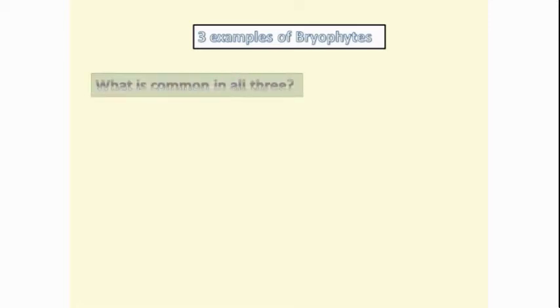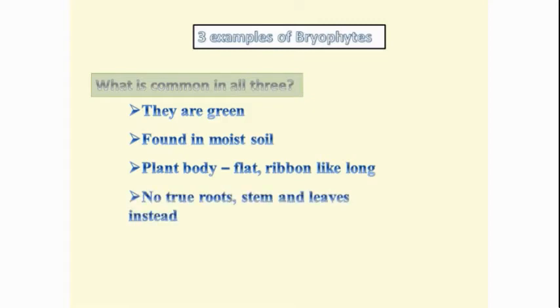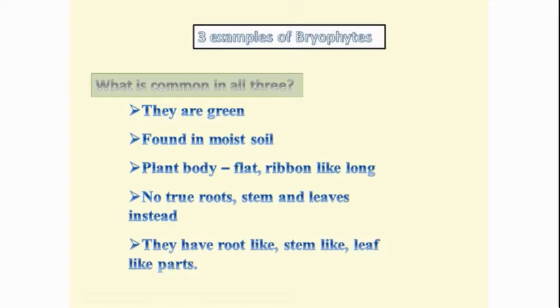So far we saw three examples of bryophytes. Now, looking at these three examples, what are the common things that we come across? They all are green. That is one of the common features. Second, they are found in moist soil. Third one, the plant body is flat and ribbon-like, long. They have no true roots, stems or leaves. Instead, they have root-like structure, stem-like structure and leaf-like structure.